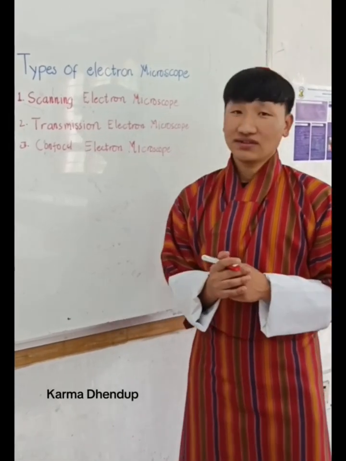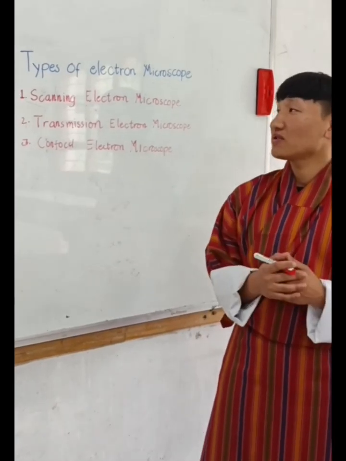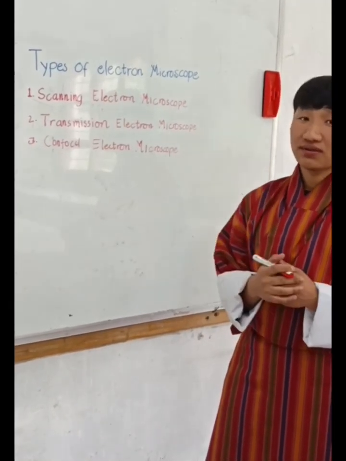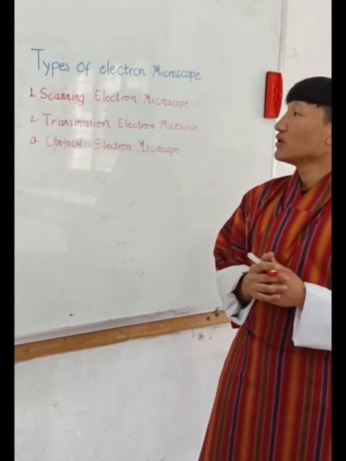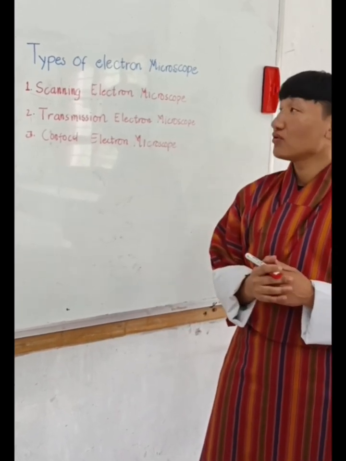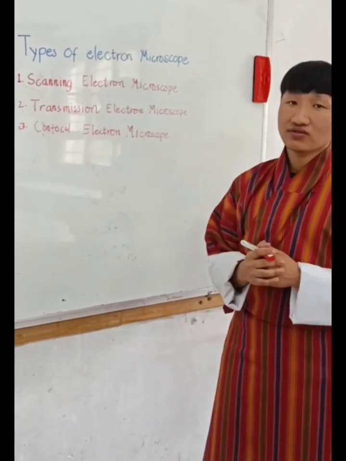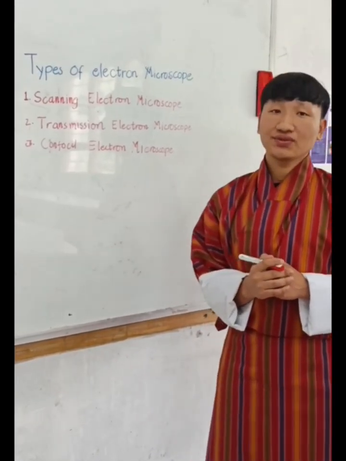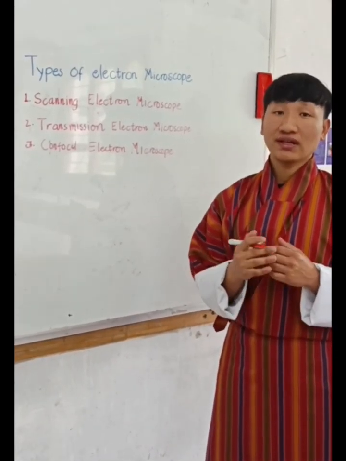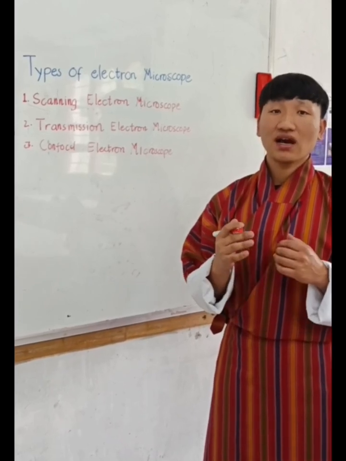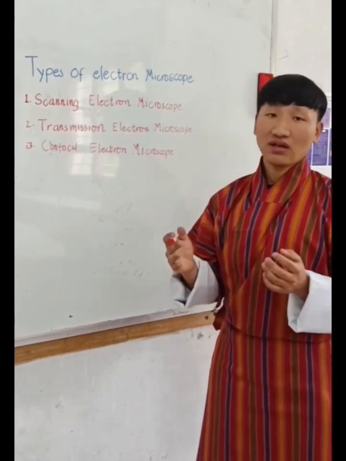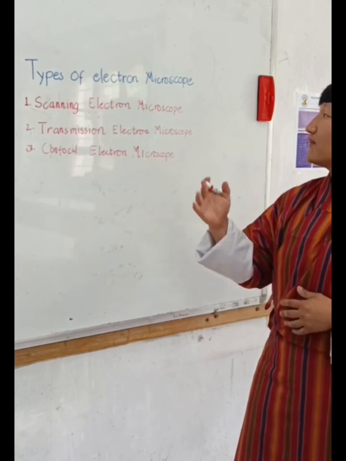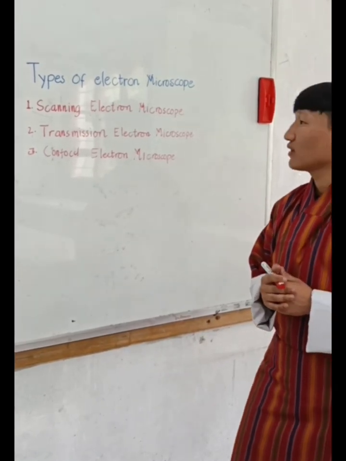Hello everyone, in this video lesson I'm going to talk about the types of electron microscope and some uses. Before we move on to the types of electron microscope, we have to know the definition of the electron microscope. Electron microscope is a device which uses a beam of electrons to illuminate and magnify the object at high resolution.